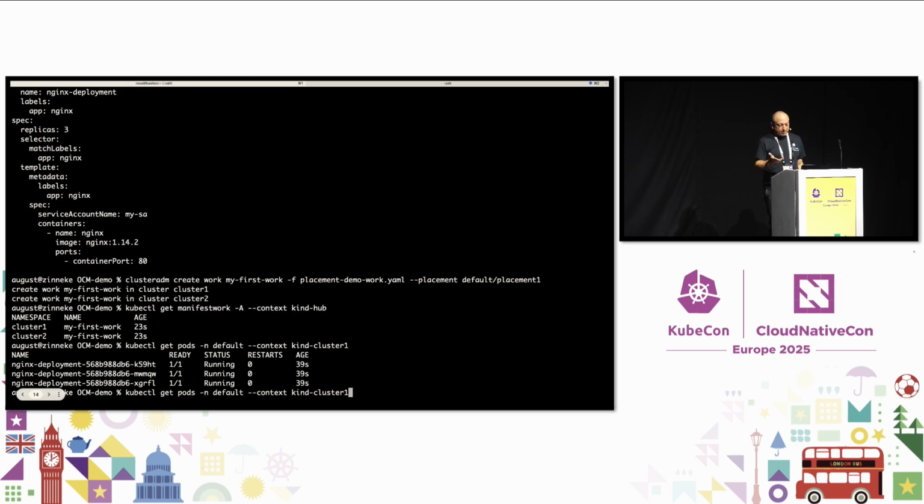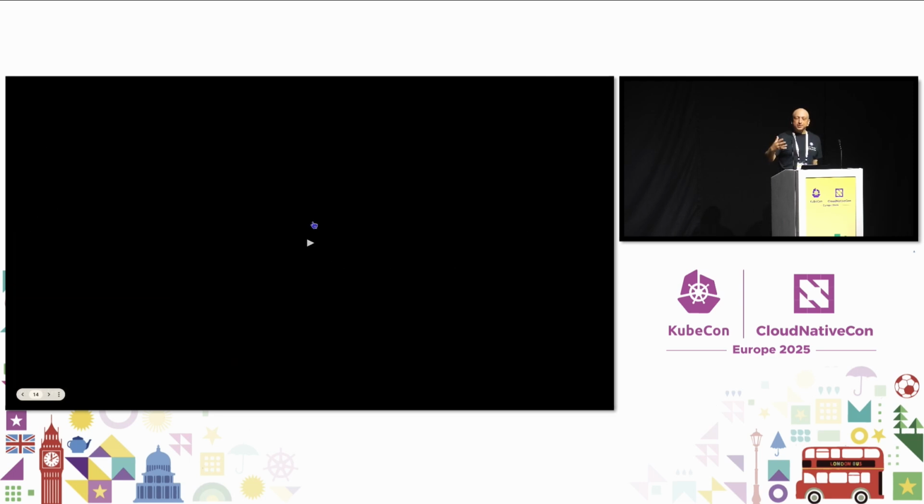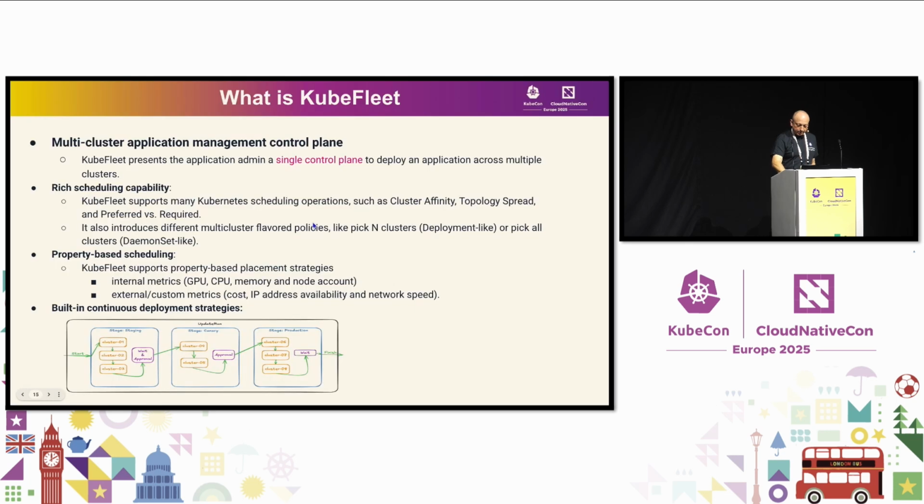And there it is running on cluster 1. And there it is, in a second, running on cluster 2. And that demonstrates at the very simplest level how we've implemented the work API and added placement to make that work. And now, I'm going to show you how to do the same thing with KubeFleet from Ryan.